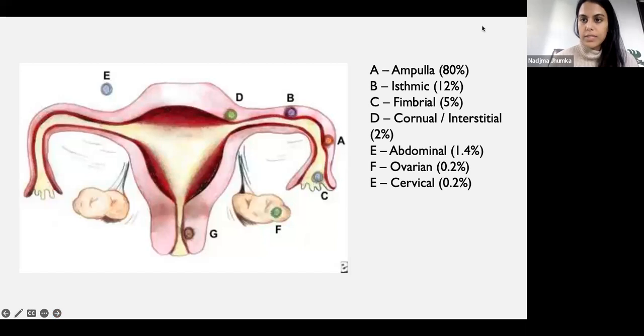This is just an image that explains the common places for an ectopic pregnancy to happen. The most common place is in the ampulla of the fallopian tube, so this area here. After that is in the isthmus of the fallopian tube, so this area here. So the fallopian tube is easily 92%. The fimbriae is 5%, and then you can get it sometimes in the cornua, in the abdomen completely outside of the uterus, in the ovaries extremely rarely, and in the cervix very, very rarely, 0.2%.